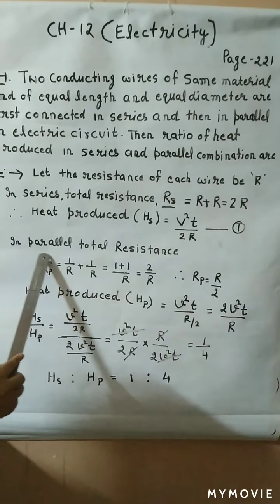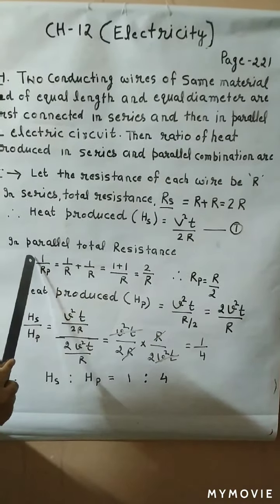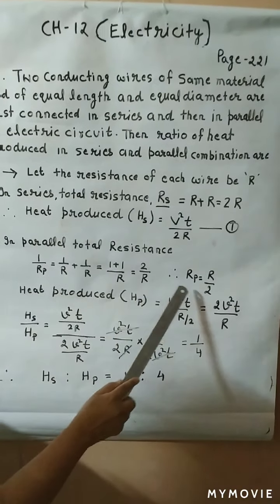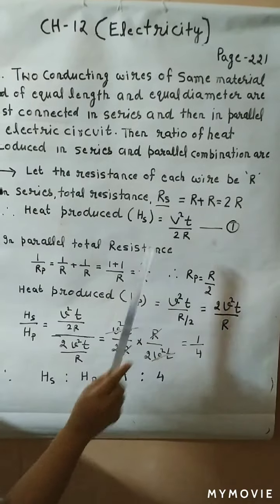Now we will find out the resistance in parallel. So it is 1 upon Rp. So 1 by R plus 1 by R, you will get 2 by R. So Rp is R by 2.